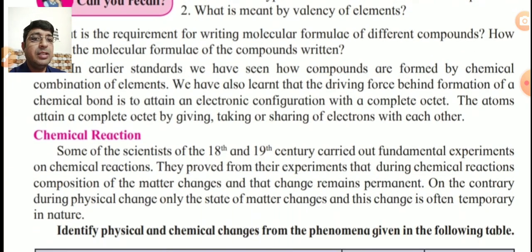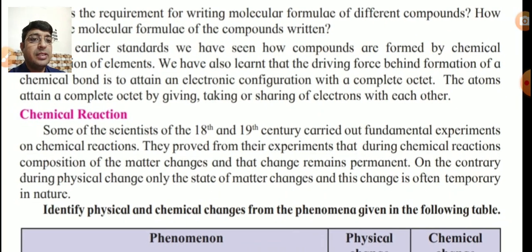Now first point, chemical reaction. Some of the scientists of the 18th and 19th century carried out fundamental experiments on chemical reactions. They proved from their experiments that during chemical reactions, the composition of matter changes and that change remains permanent. On the contrary, during physical change, only the state of matter, that is solid, liquid and gaseous, changes, and this change is often temporary in nature.